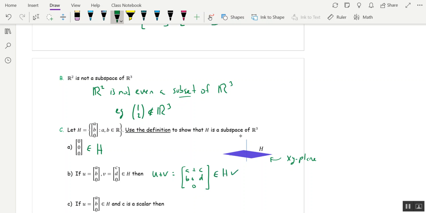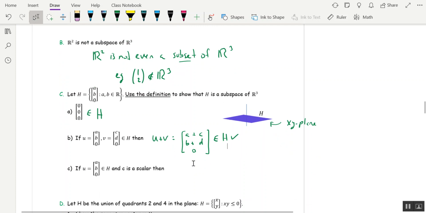Good. Now, the last thing, show that a scalar multiple times a vector in H is still in H. So Cu is equal to Ca, Cb, 0. I still have 0 third entry, so I'm still in H. Okay, so H is a subspace of R3.